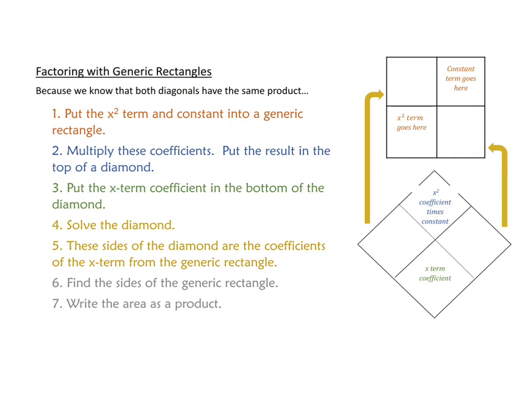Factoring generic rectangles: diagonals have the same product. Therefore, we can put the x squared term and constant into a generic rectangle, multiply these coefficients, and put the result in the top of the diamond. And then we put the x term coefficient in the bottom of the diamond.